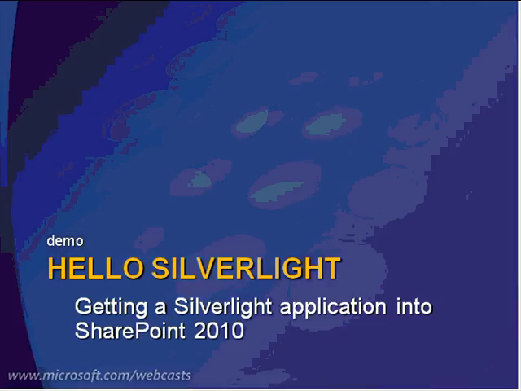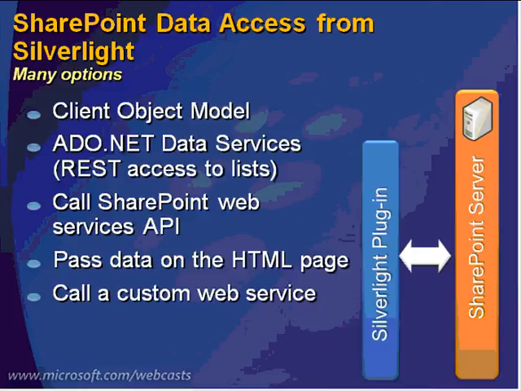All right, so let's go back to the slides and go into our next example. There are many ways to access the SharePoint content itself from Silverlight. We just saw the first and probably most popular one in SharePoint 2010, which is to use the client object model. Another option is to use ADO.NET Data Services, which is our RESTful interface to lists, and I'll show you that in a second.